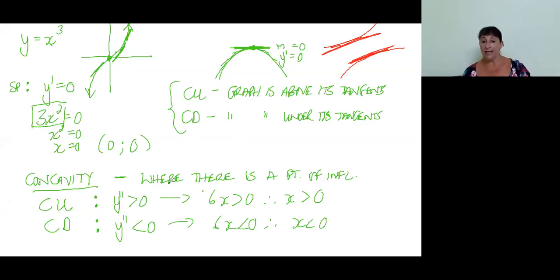Now, I mentioned that the change in concavity happens where there's a point of inflection. Now, the theory for the point of inflection is where the second derivative equals 0.